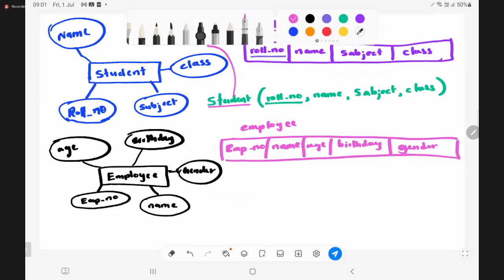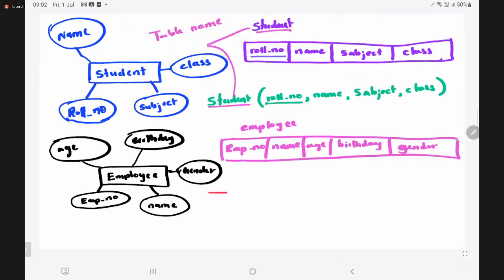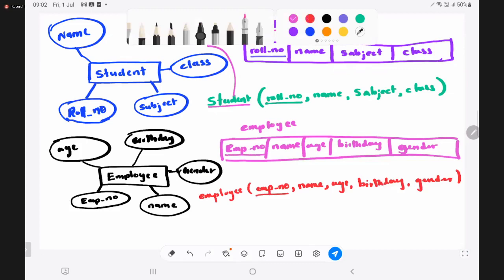The next one, you can draw as employee number, name, age, birthday, gender. Right. Tell me what is the primary key? Employee number. Yes, very good. They select the employee number as the primary key. Then underline that one. Right, did you understand this one? If it is not clear, if you have no idea, tell me, ask again. I will explain.